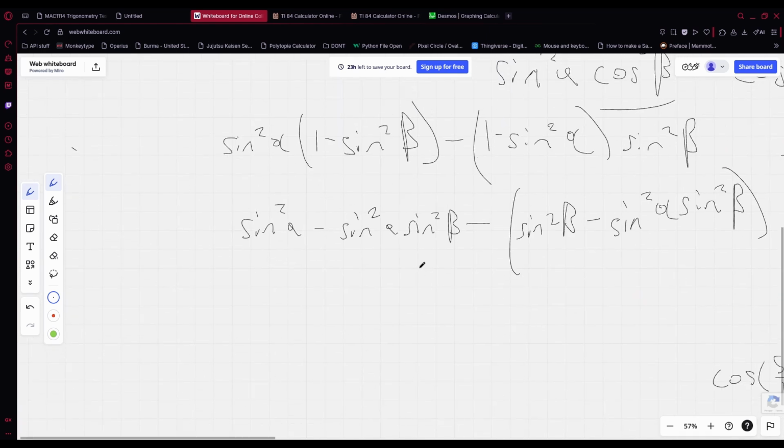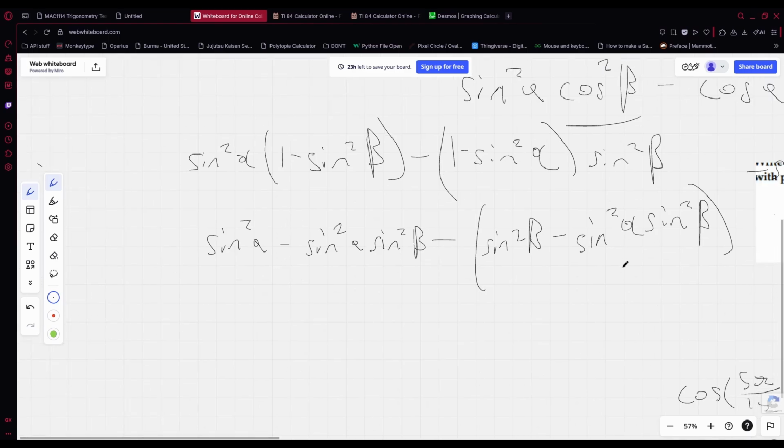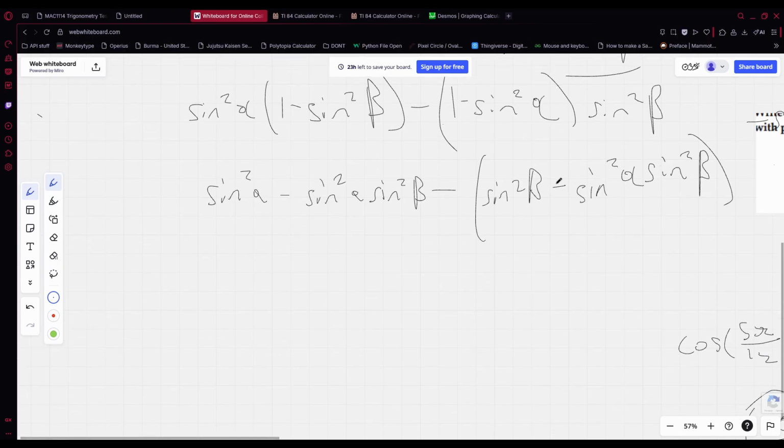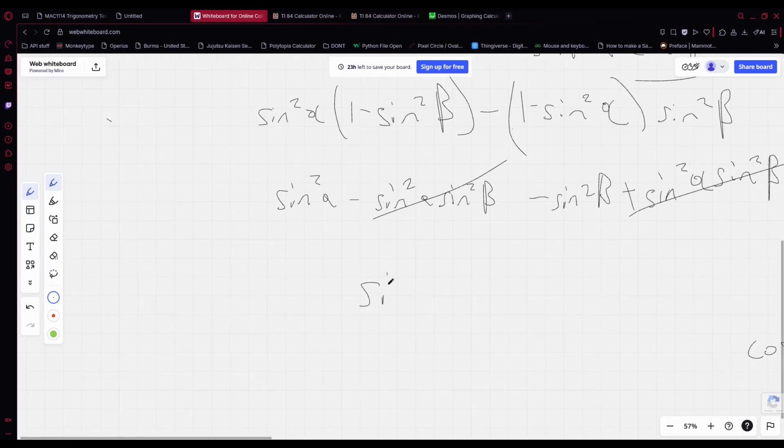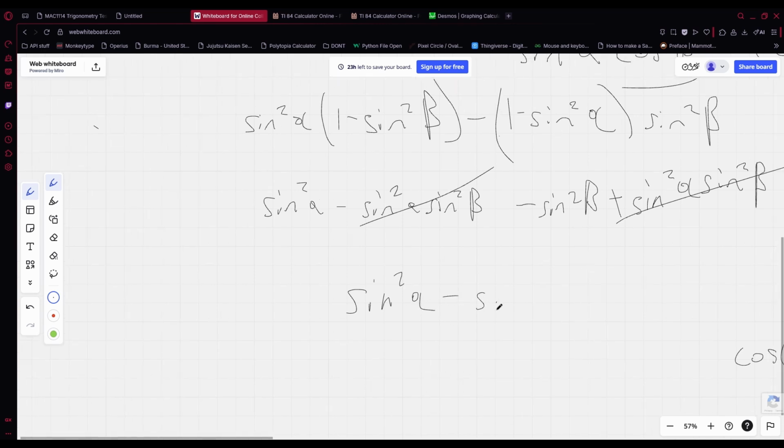So what you'll notice is we have sine squared alpha minus sine squared alpha sine squared beta. Then we have sine squared alpha sine squared beta over here. So if we were to carry the negative, this would be plus and this would be minus. We could erase this. And these two, thankfully, cancel out. So we end up with sine squared alpha minus sine squared beta.